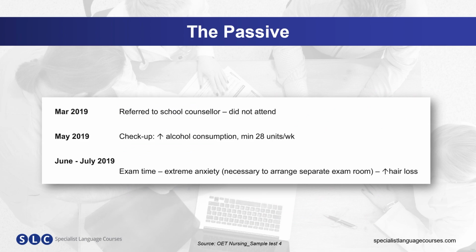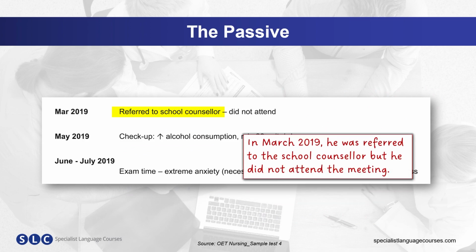In the case notes next to March 2019, we can see that another referral was made to a counsellor. The focus needs to be on the action and the outcome. How could we express this information in our letter? We could say, in March 2019, he was referred to the school counsellor, but he did not attend the meeting.